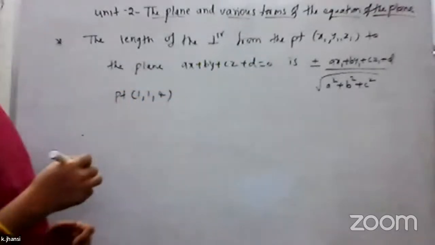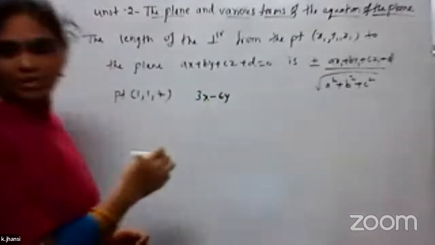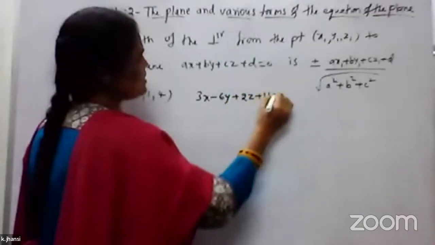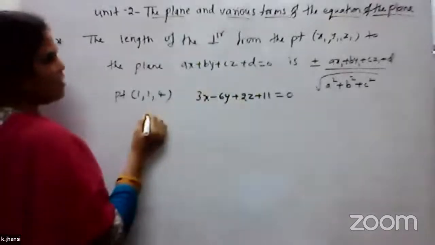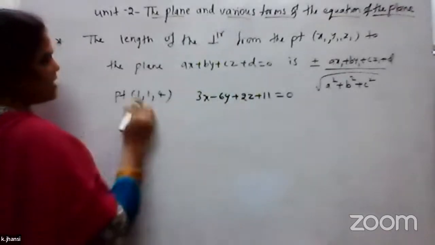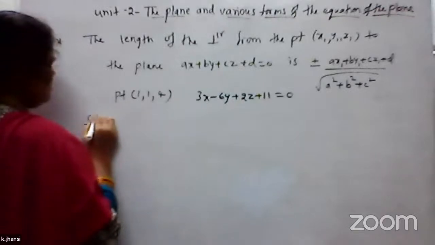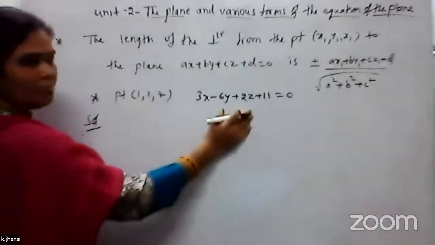And the equation of the plane is 3x minus 6y plus 2z plus 11 equals 0. So the thing is, if you substitute in the formula, what will happen? It is plus or minus a into, and see here. So try to write the problem. I am writing here the point and also the plane equation.